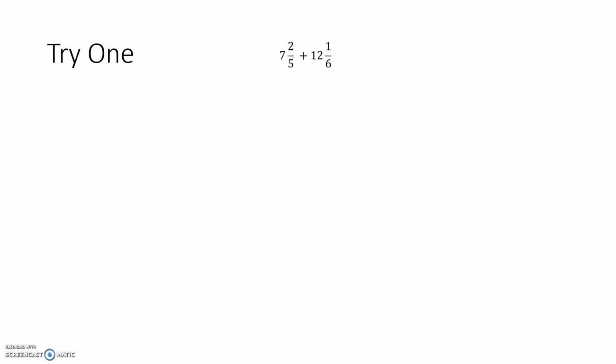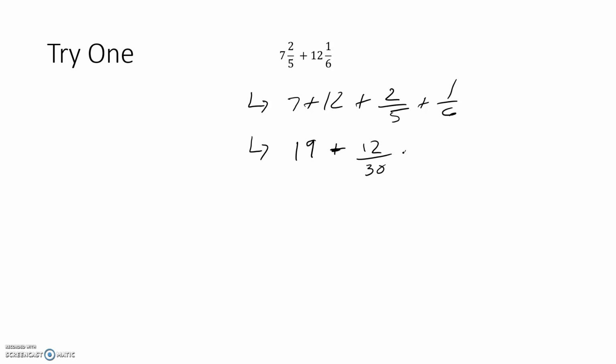All right, let's go over this one. I'm just going to do this in all black for the sake of time. So 7 plus 12 plus 2/5 plus 1/6. And that equals 19 plus 2/5 and 1/6. The common denominator would be 30, so 12/30 plus 5/30.